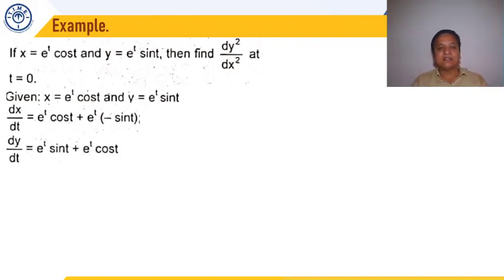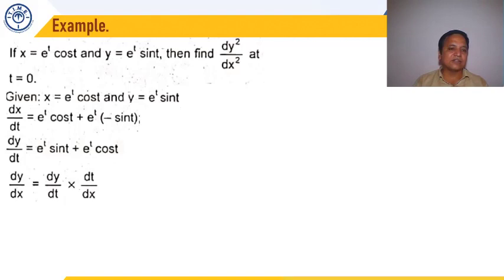Similarly, for dy by dt, we also apply the product rule. Differentiation of e to the power t is e to the power t into sin t, plus e to the power t into differentiation of sin t, which is cos t. So we are applying the product rule. We are finding dx by dt. We are finding dy by dt. And then we take e to the power t as common. So this gives us dx by dt as e to the power t into (cos t minus sin t), and dy by dt as e to the power t into (sin t plus cos t).